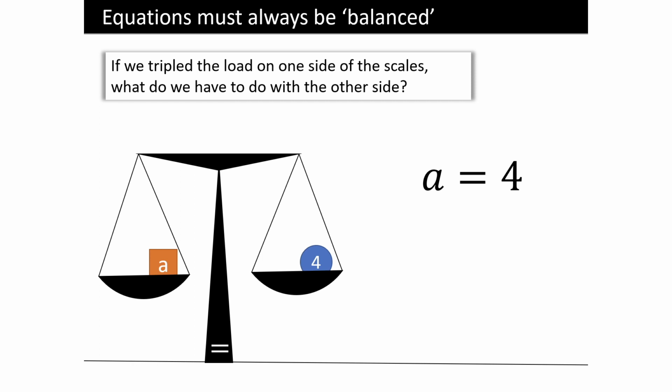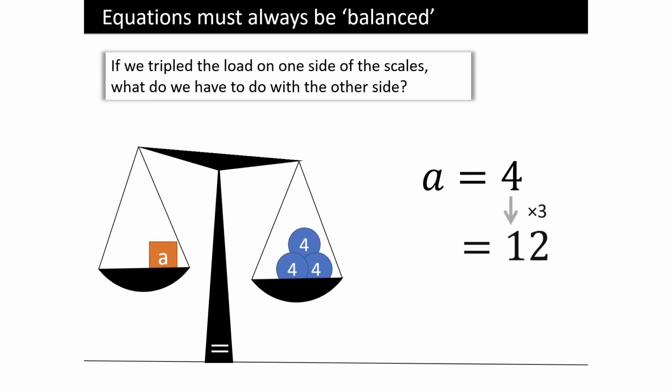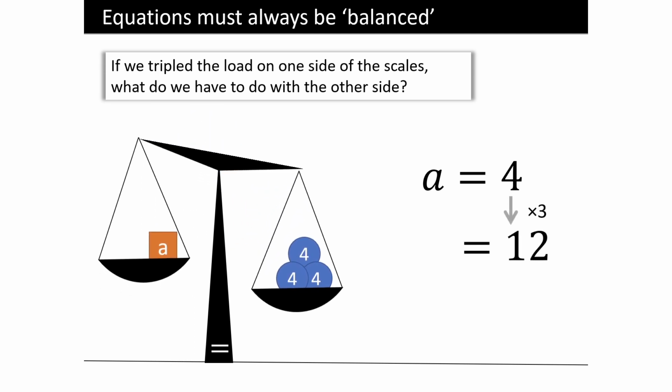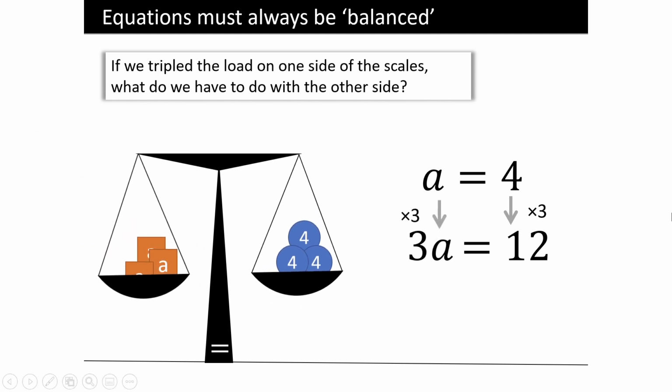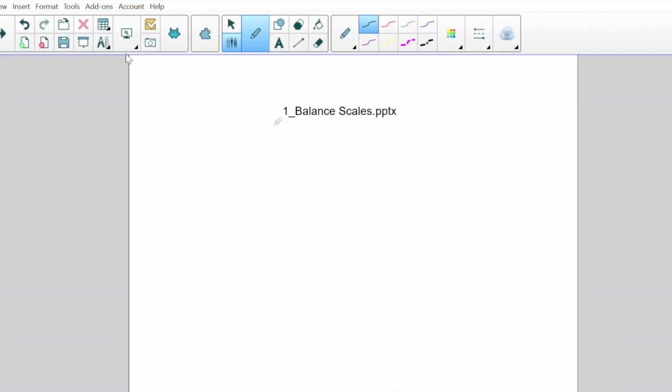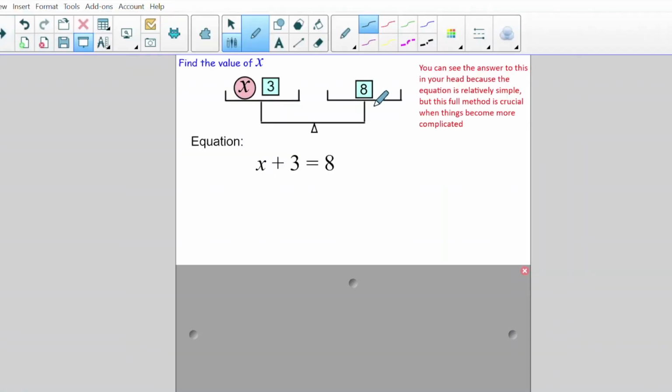Looking at this example, if we tripled the load on one side of the scale, so let's multiply 4 by 3, that gives us 12, that's tipped the balance. To make the balance level again, we must also triple the other side, which means we multiply the a by 3, which would give us 3a equals 12. So we're going to use this idea of the equal sign being a balance, and whatever we do to one side, we must do the same to the other to solve our equations.